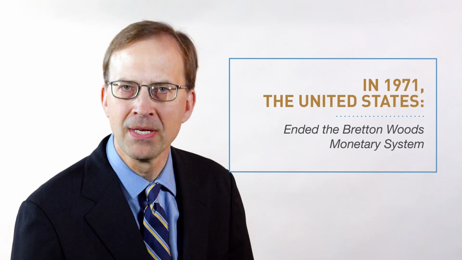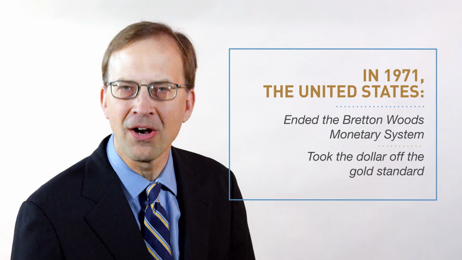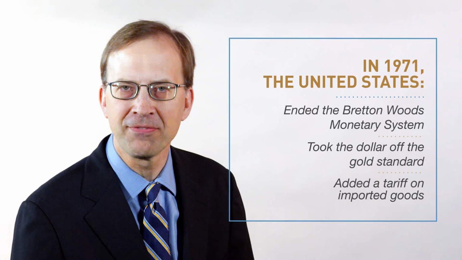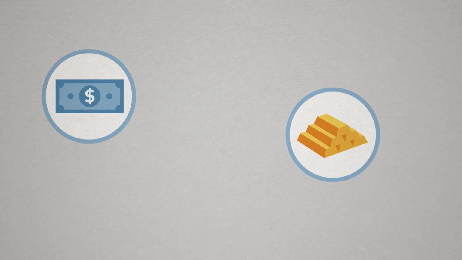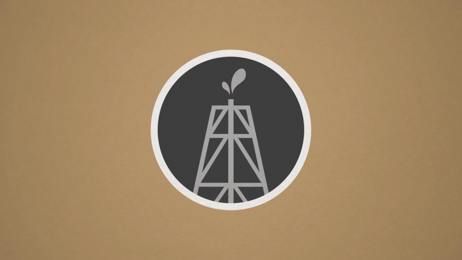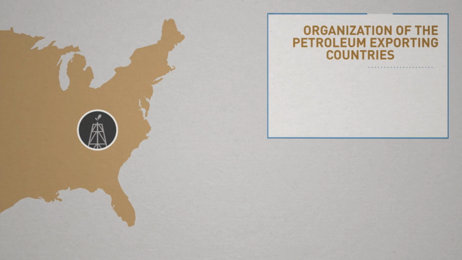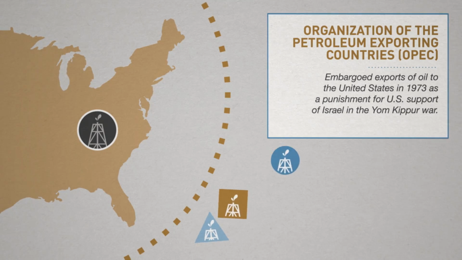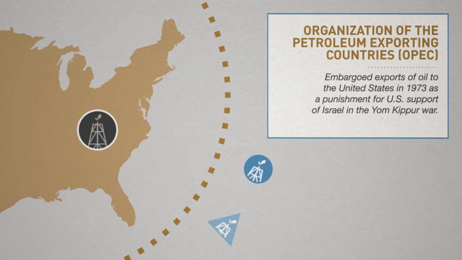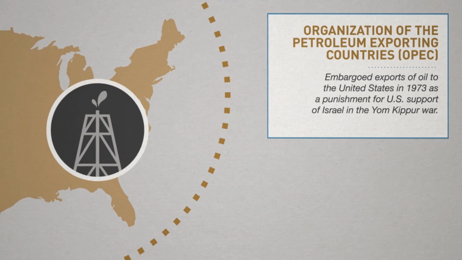In 1971, the United States, in a stunning development, ended the Bretton Woods monetary system that it had been leading and took the dollar off the gold standard as it tacked on a tariff on imported goods. When the United States decided to no longer fix the price of the dollar in gold, the oil price shot up tremendously. The Organization of Petroleum Exporting Countries, also known as OPEC, embargoed exports of oil to the United States in 1973 in order to punish America for supporting Israel in an Arab-Israeli war. That caused the price of oil to triple. In 1980, OPEC cut production a second time and the price of oil tripled another time.